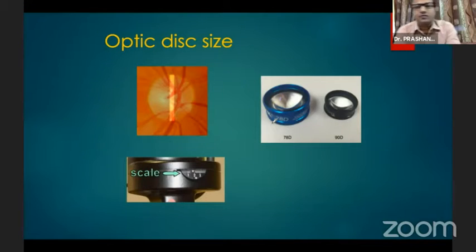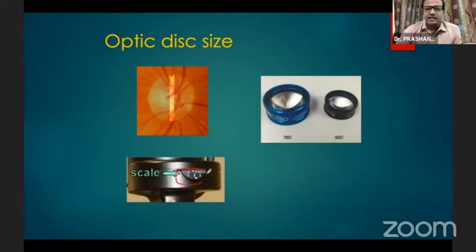So it is essential to first measure the size of the disc for a proper evaluation of the optic nerve head. How do we measure the size of the disc? If the patient is sitting at the slit lamp, we put a thin beam of slit across the margin of the disc, which is the margin of the scleral canal. This is the margin of the disc, and we measure the size of this beam with the graticule which is present in the upper portion of the slit lamp.